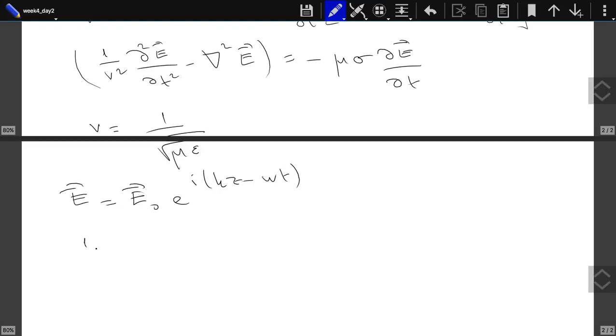Now, 1 over v squared. Well, each time derivative brings in front a factor minus i omega. So I have a second time derivative over there, so I get two factors of minus i omega squared E, minus, well, that Laplacian just becomes the second derivative with respect to z. Each derivative with respect to z becomes a factor of ik. So this is minus ik squared E.